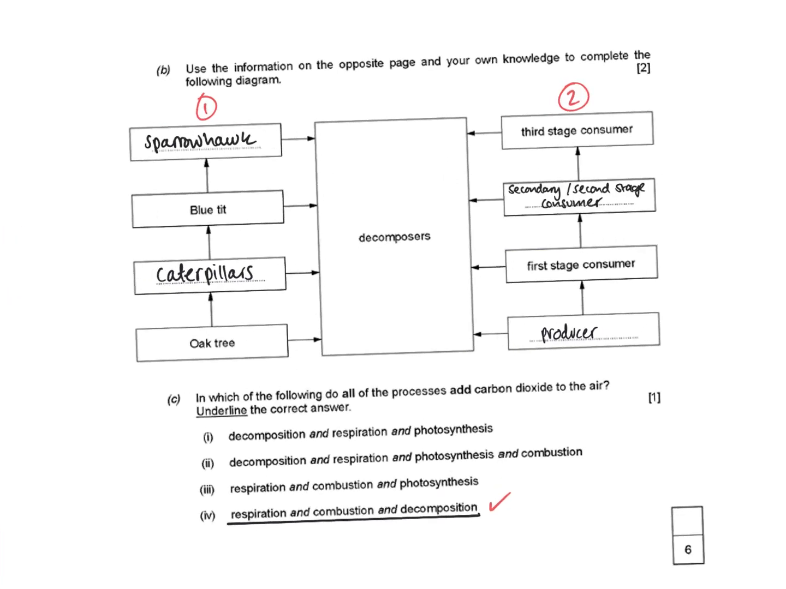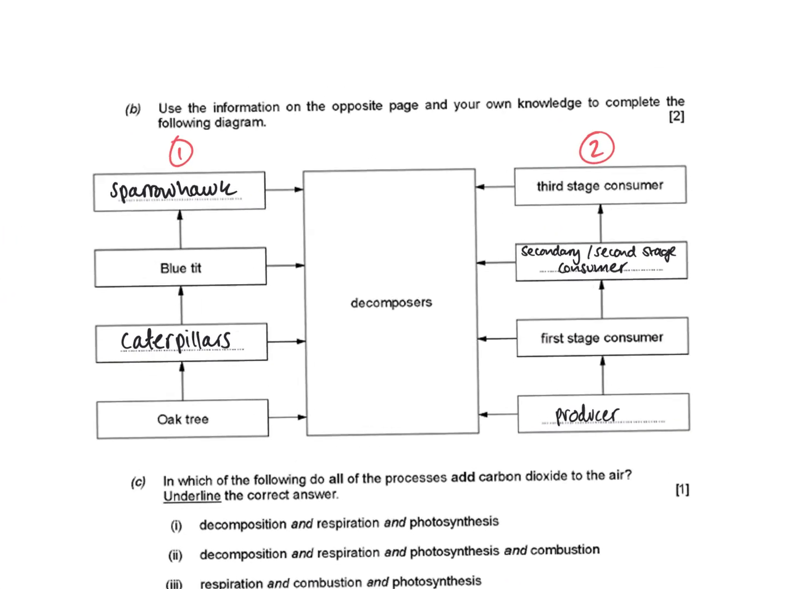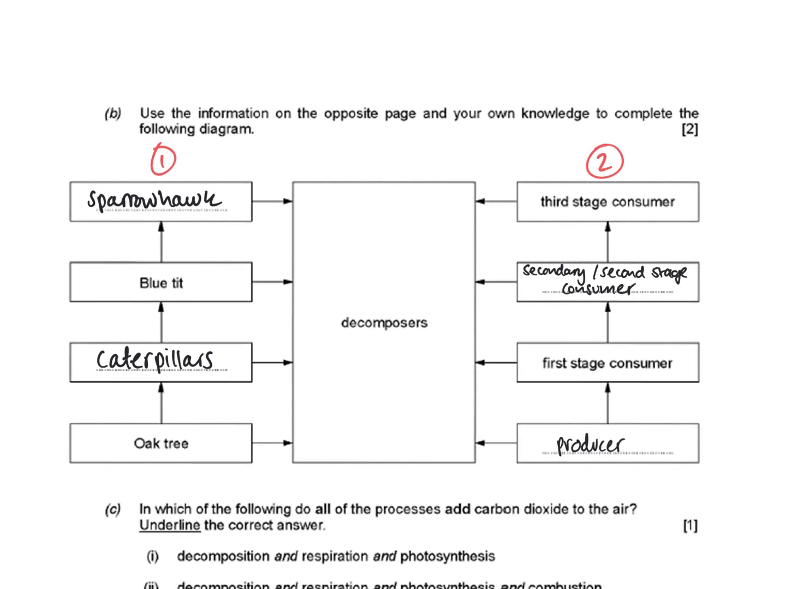Okay, and over to part B, we're asked to complete the following diagram. So in terms of 2 marks here, we get 1 for this side and 1 for this side. We've got caterpillars, because that follows oak tree to caterpillars, blue tit to sparrowhawk. And on the right-hand side, we start with the producer. We're given the first stage consumer, so the next one box to fill in is the secondary consumer. And you've got third stage, for 2 marks.